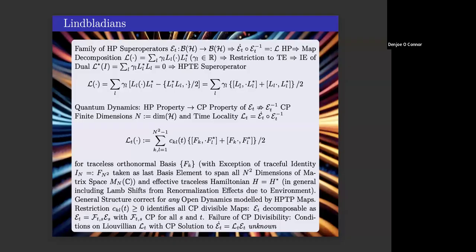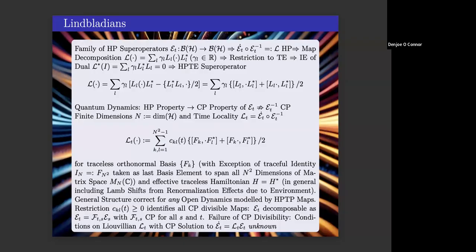And so what people then did, they started with finite dimensions, so not in the general setting, and they just looked at time local generators, and they found that it's always given by this form, where you have a traceless orthonormal basis consisting of those Fs. And for a Hilbert space dimension of capital N, you have N squared minus 1 of those, and then the last basis element is just the identity.